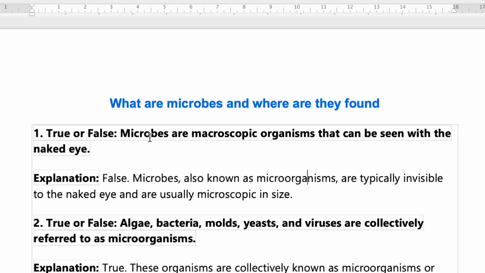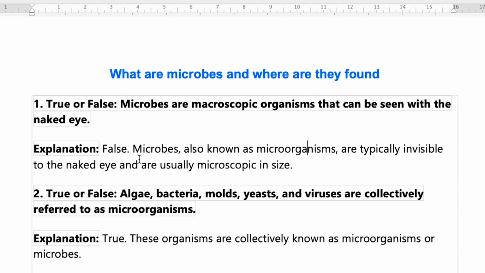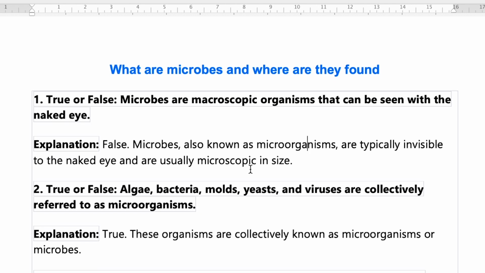First, microbes are macroscopic organisms that can be seen with the naked eyes, so it's false. Microbes, also known as microorganisms, so it's not macro, it's micro, it's small and invisible to the naked eyes and usually need a microscope to see.